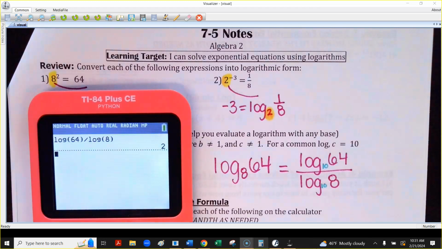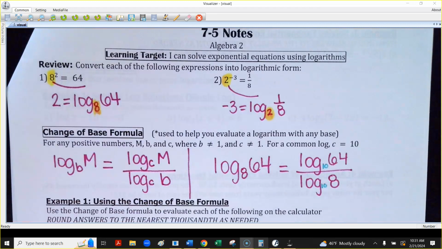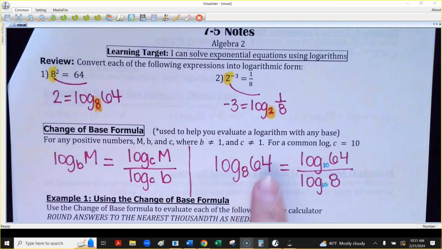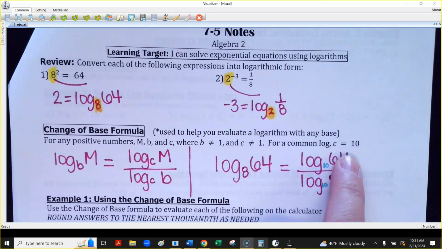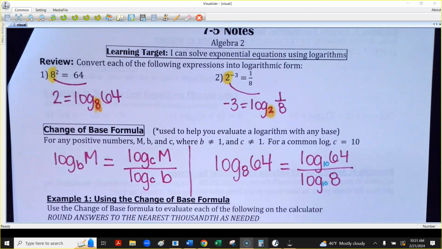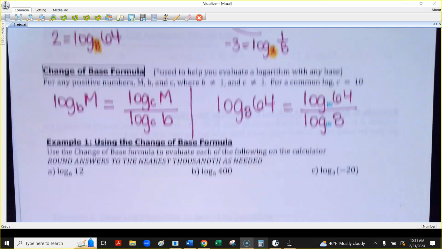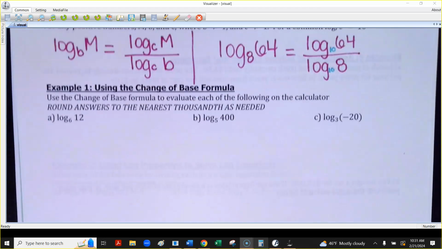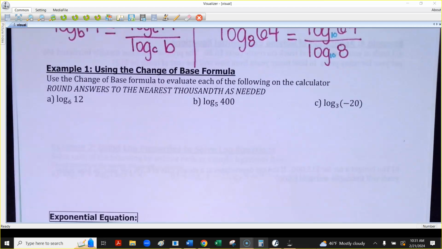It's going to speed the process up for a lot of these questions. Whenever you change the base, whatever you were originally taking the log of, so the 64, goes on the top, and then the log of the subscript, which was 8 for that example, goes on the bottom. Okay, so here's all you're going to do. We're going to change the base. Now, that was a nice answer, right? That was 2. Most of these are not like that.